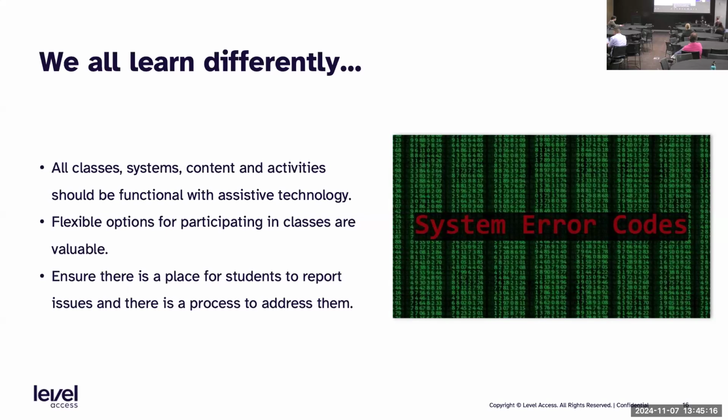So I'm thinking, if all classes, systems, content, and activities, first of all, should be functional with assistive technology. That's not something that I need and run into, but that's very, very important. Imagine how frustrating it would be if at every turn you encountered system errors. At what point would your frustration become too much?